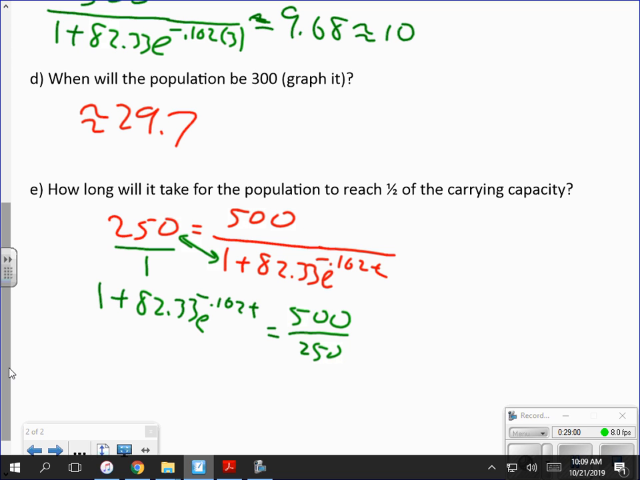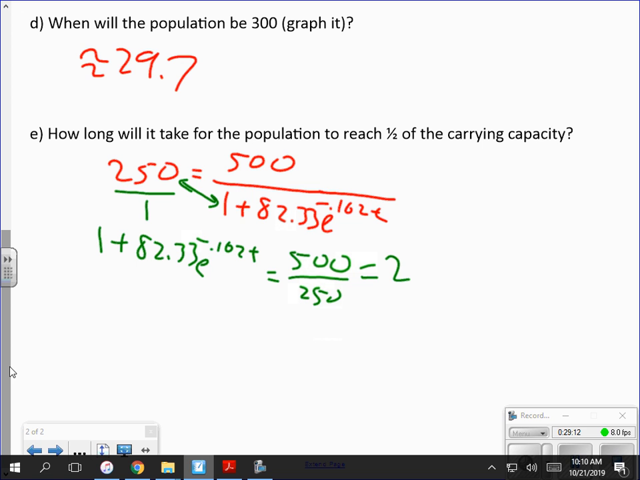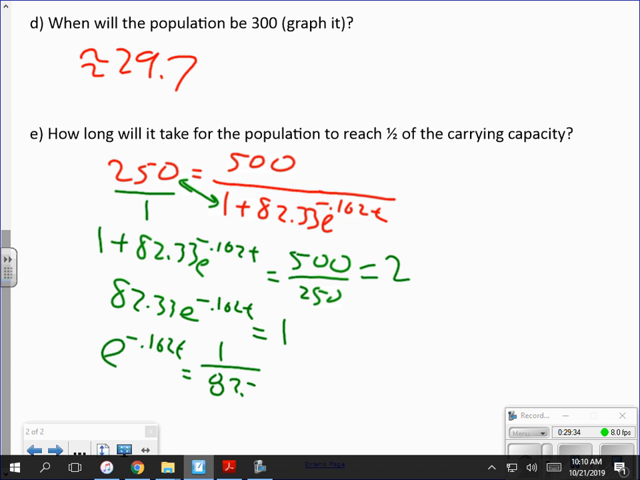So what's 500 divided by 250? 2. Oh my gosh, it would be 2. Okay. Subtract 1 from both sides, and you get 8.233 e to the negative 0.162 t is equal to 1. Divide both sides by 8.233. E to the negative 0.162 t is equal to 1 over 8.233. And please do not try to simplify that yet. Just don't do anything until you have to.